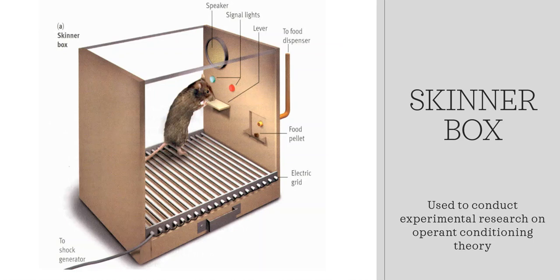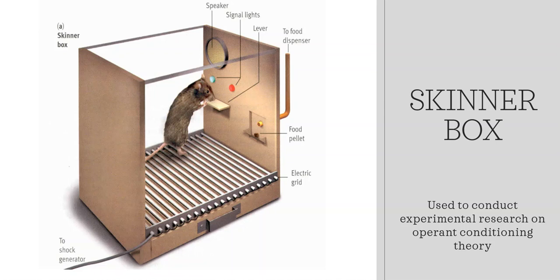So B.F. Skinner developed the Skinner box, and this is really interesting. You guys will see some additional research about this in your module this week. He used this to conduct his experimental research on operant conditioning theory. And so he would have a small animal. He did it with pigeons, and was actually able to train pigeons to do certain behaviors based on responses.